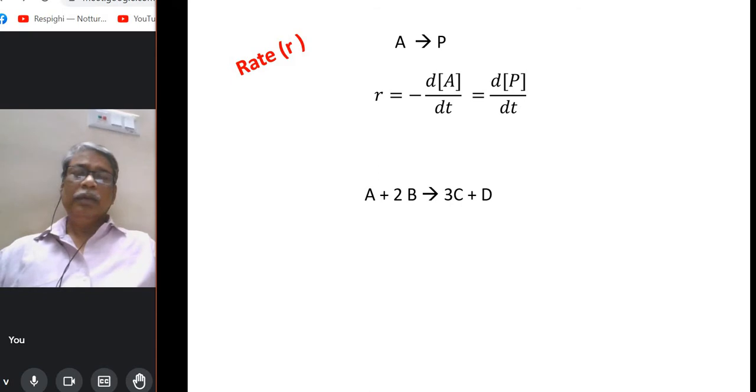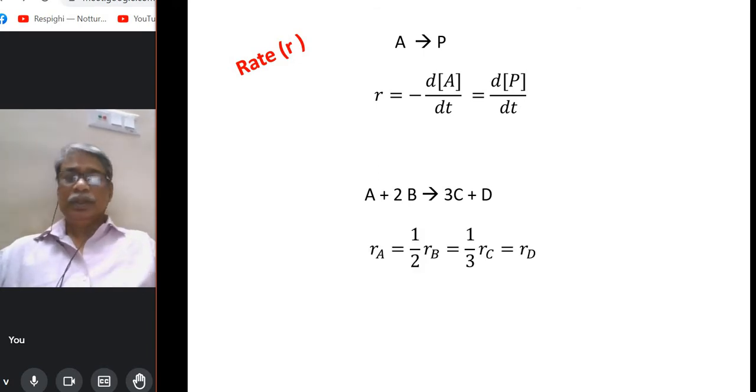For a little bit more complicated reaction like A plus 2B giving 3C plus D, the stoichiometric coefficients are 2 and 3 for B and C. In that case, we can think of different rates, rate of consumption of A or B, and rate of formation of C or D. These individual rates are different, but how are they related, and how do they relate to the overall reaction? This is the question.